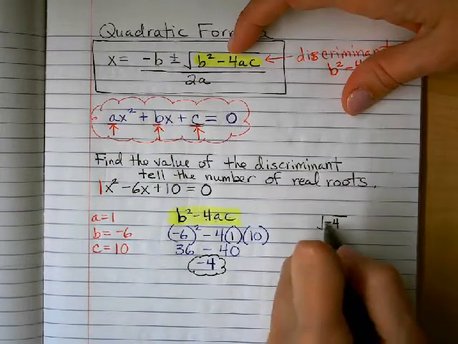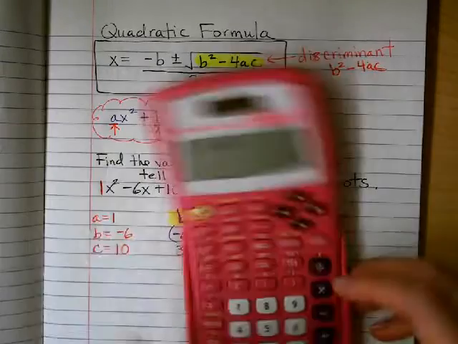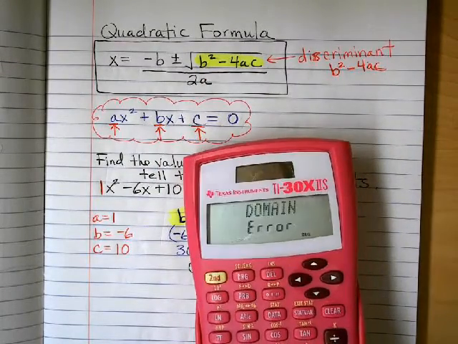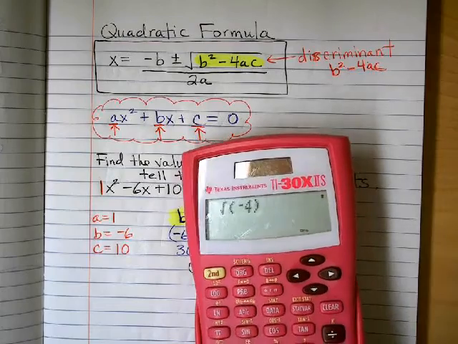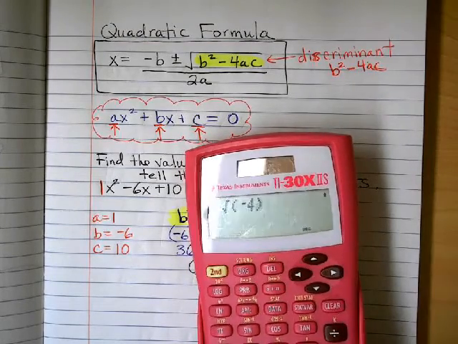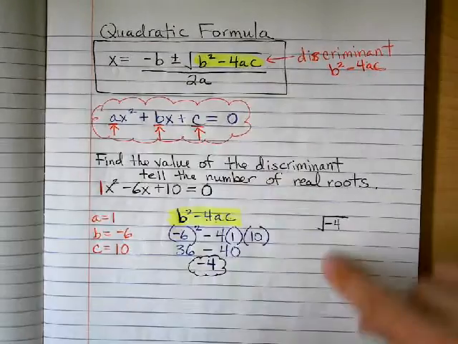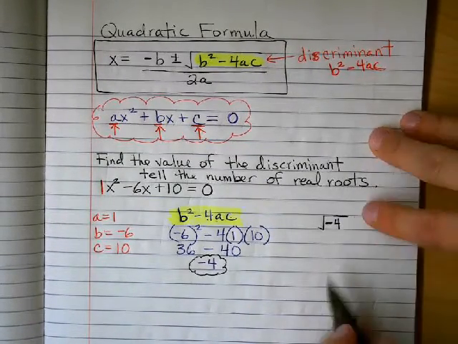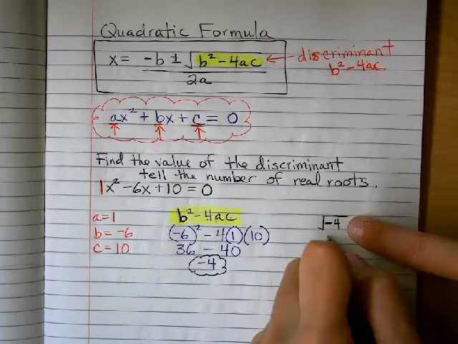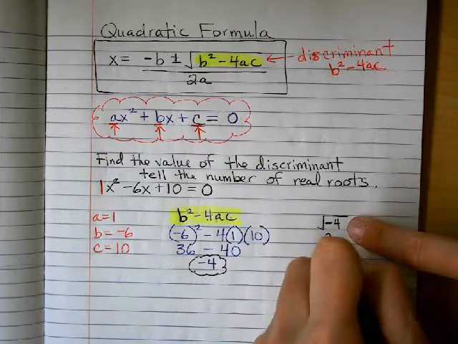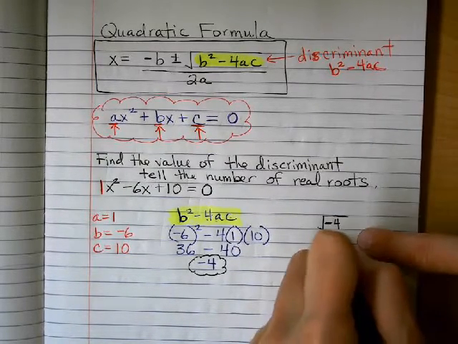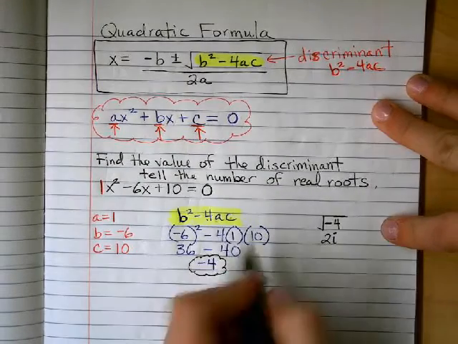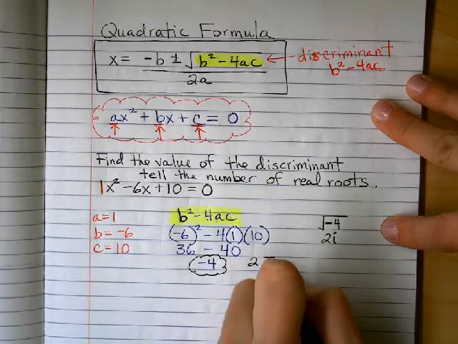Can you do the square root of negative 4 on a calculator? Nope, you can't. What happens? I can't do the square root of negative 4. This is error. Do you remember what we talked about with negatives? Somebody said it. Yeah, the square root of 4 is 2, but the negative would be an i. So if you get a negative number, that means there's 2 imaginary answers.